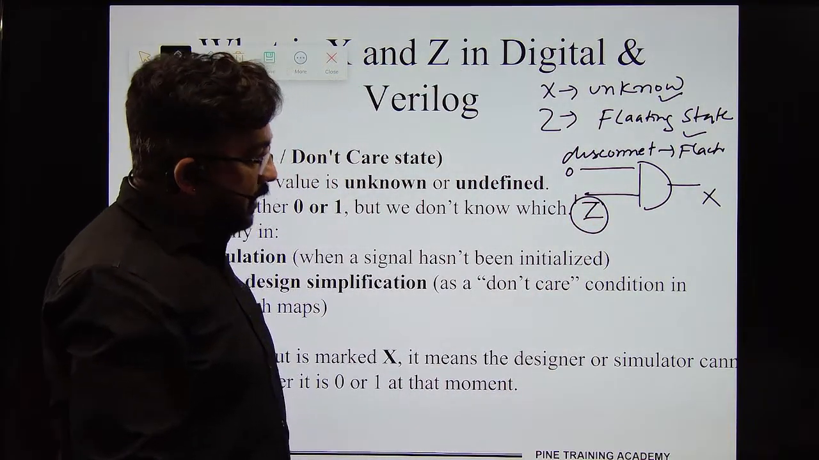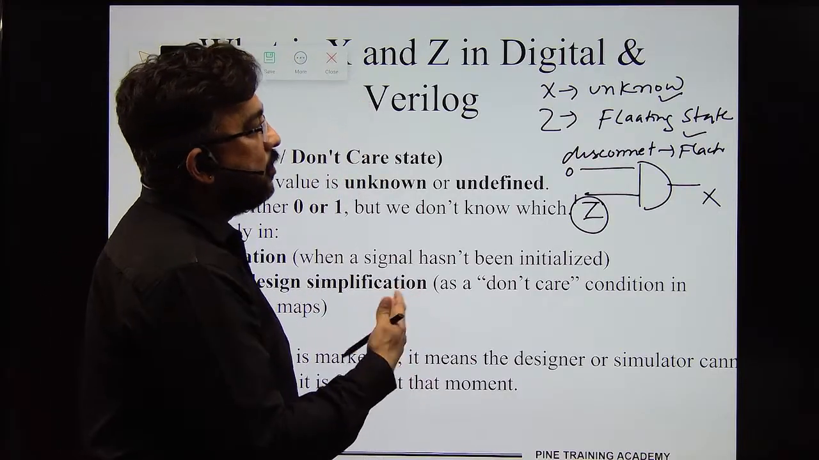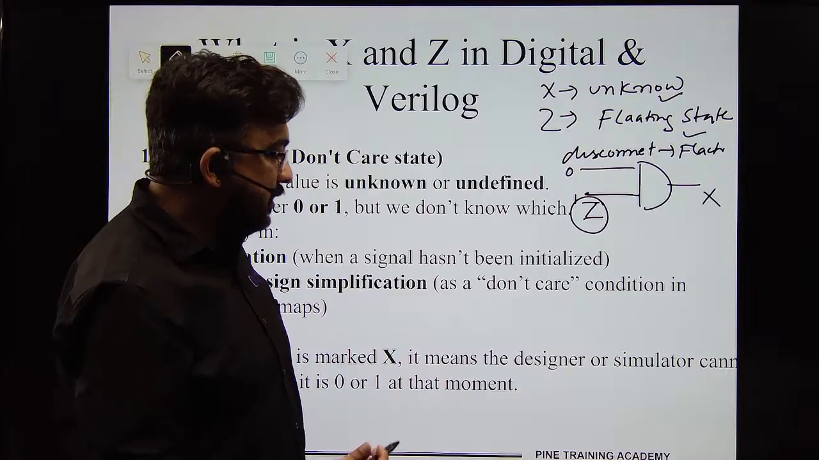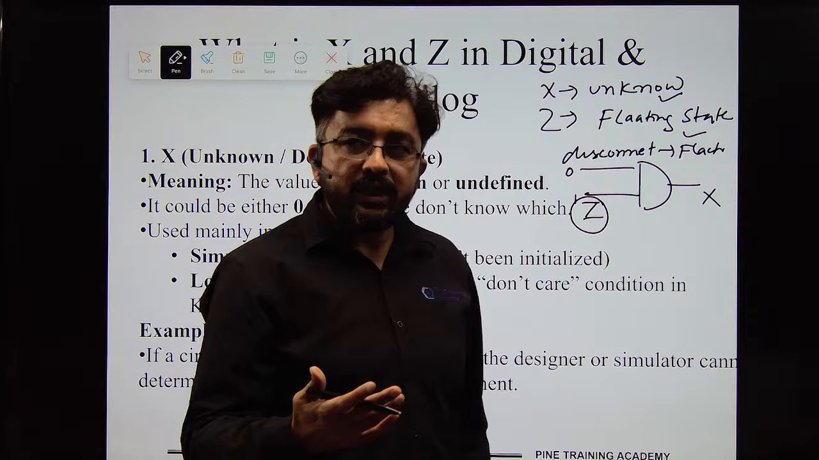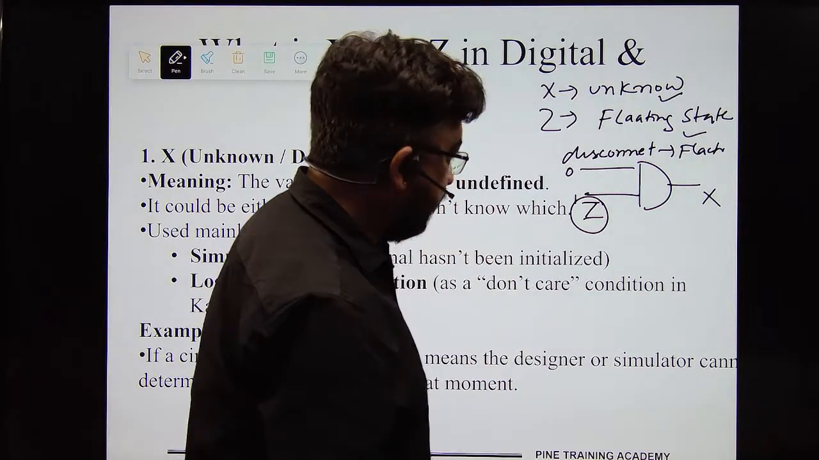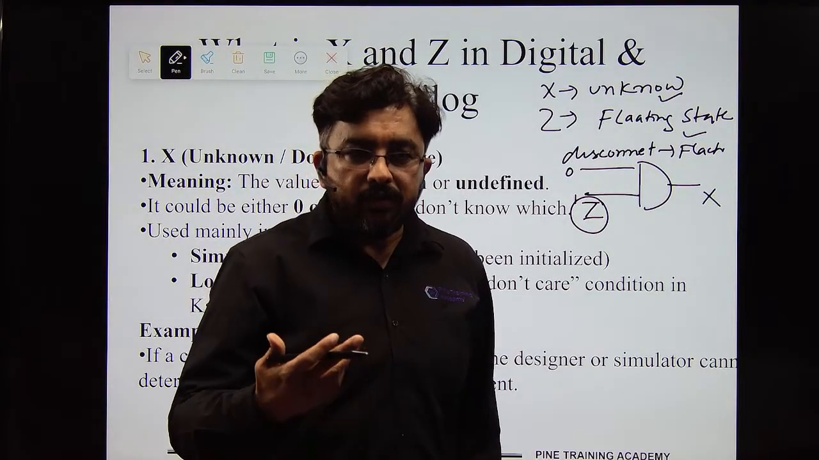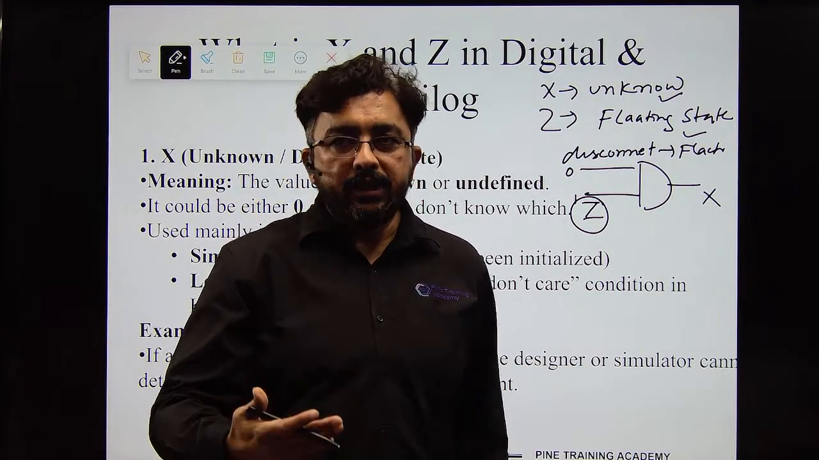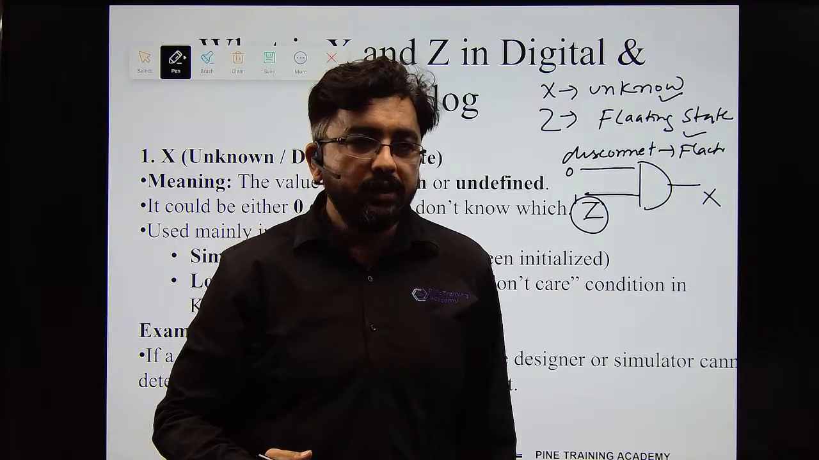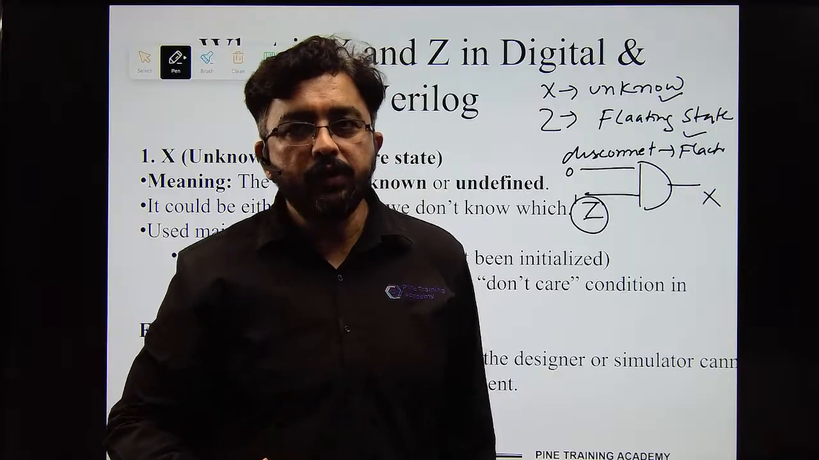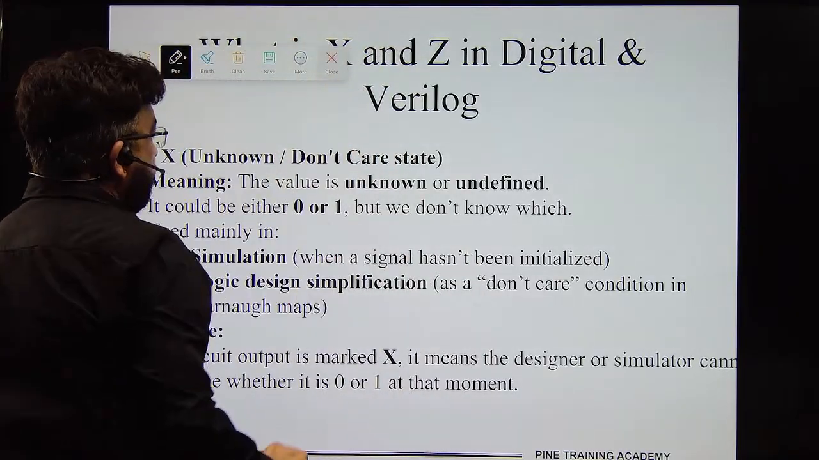Generally in Verilog, if you come across all these things, you will find that this Z is always at the input side and this X is always at the output side. Z is always at the input side because it is a floating state. It is disconnected. We are not sure what we are going to connect or what source we are going to provide. So this is one thing.